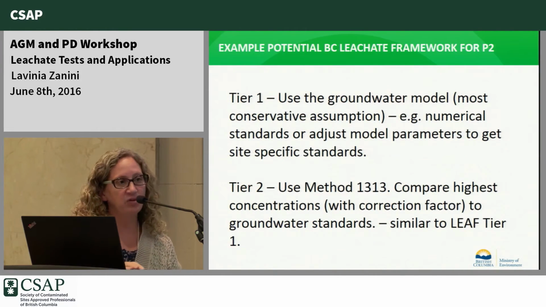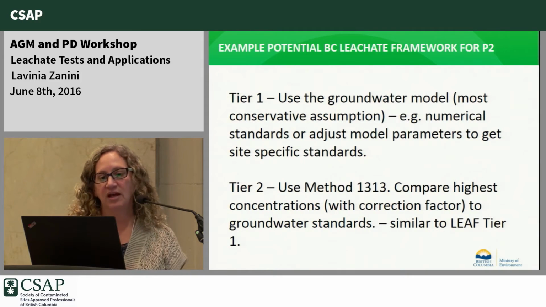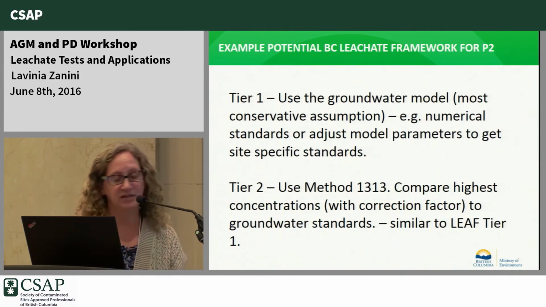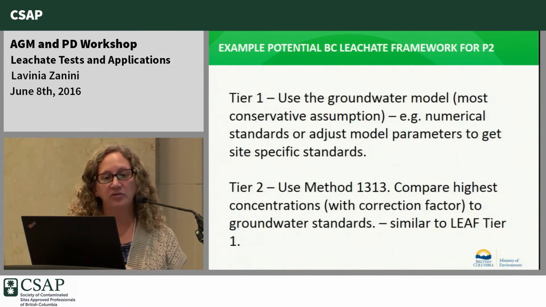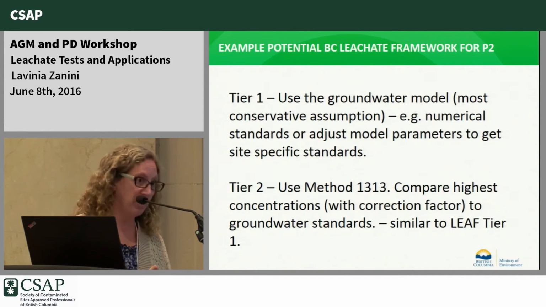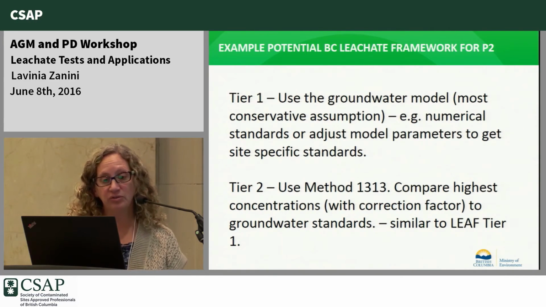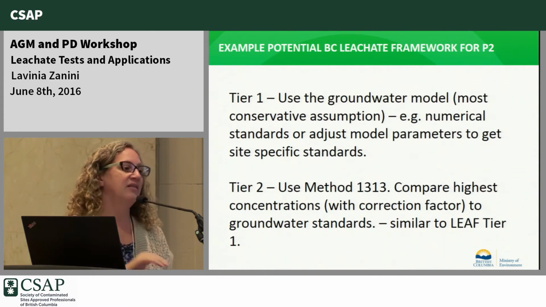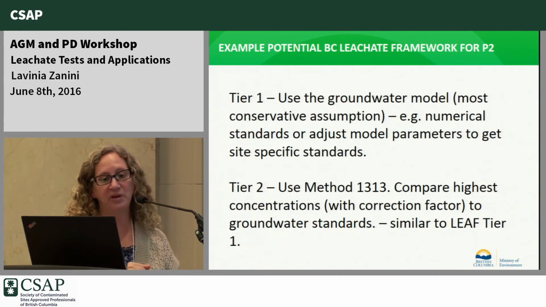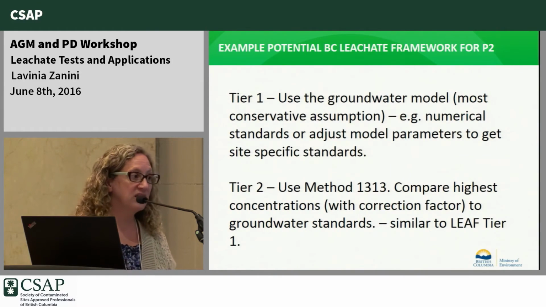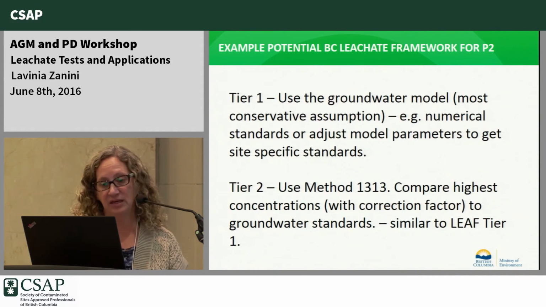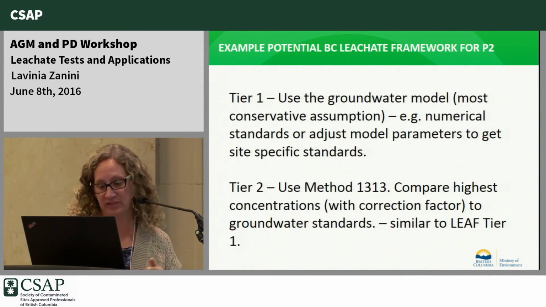So Tier 1, if you want to get a site-specific standard, you would use the model, of course, right? That model is supposed to have the most conservative assumptions in it. You can adjust some parameters in the model, and then you can get your site-specific standards for the groundwater pathways, at least. For Tier 2, let's say that was too conservative, you would look into using method 1313. You would compare the highest concentrations with your groundwater standards. Whether we use a correction factor or not is something that I think we need to discuss. But that would be similar to LEAF Tier 1.